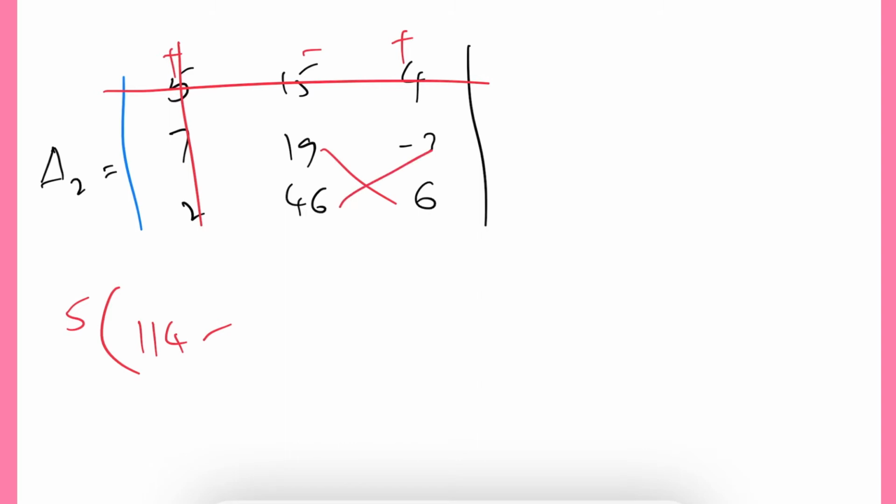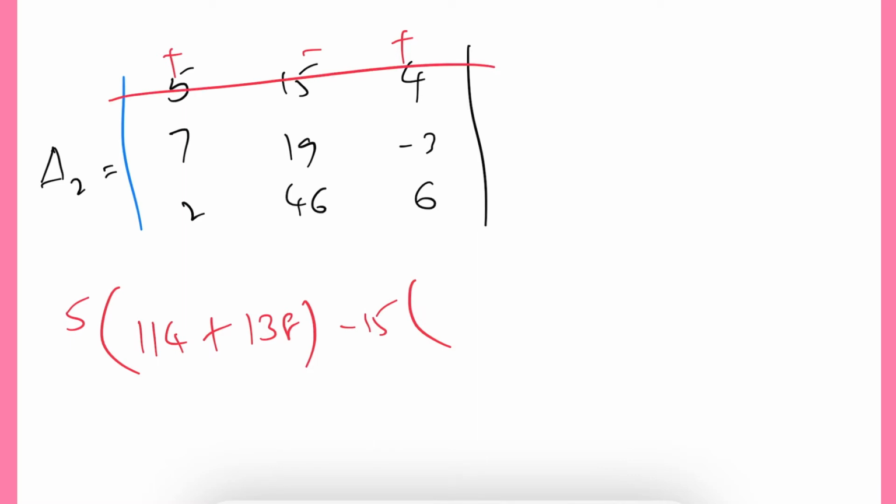114 minus 46 times 3, that is 138 minus 138, already minus is there, so it will become plus 138. Next, second element, minus 15 into row and column, if we remove, 7 times 6 is 42, minus 2 times 3 is 6. 2 into minus 3 is minus 6, already minus is there, so it will become plus 6.